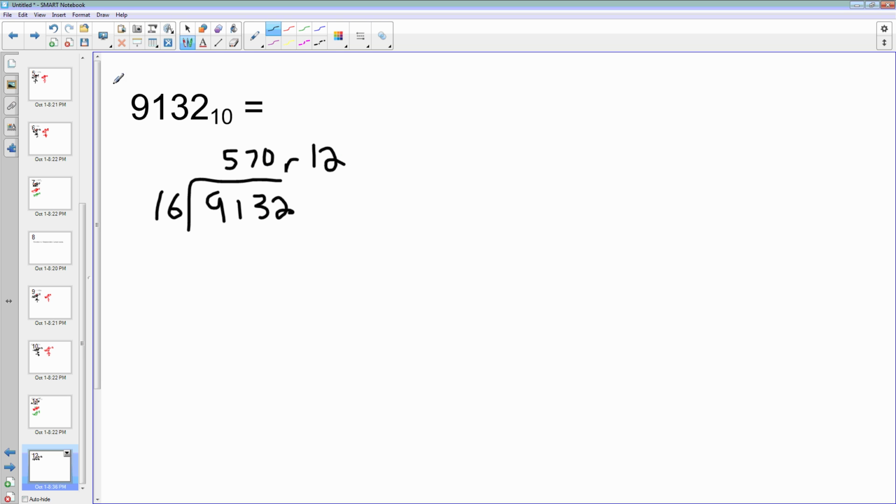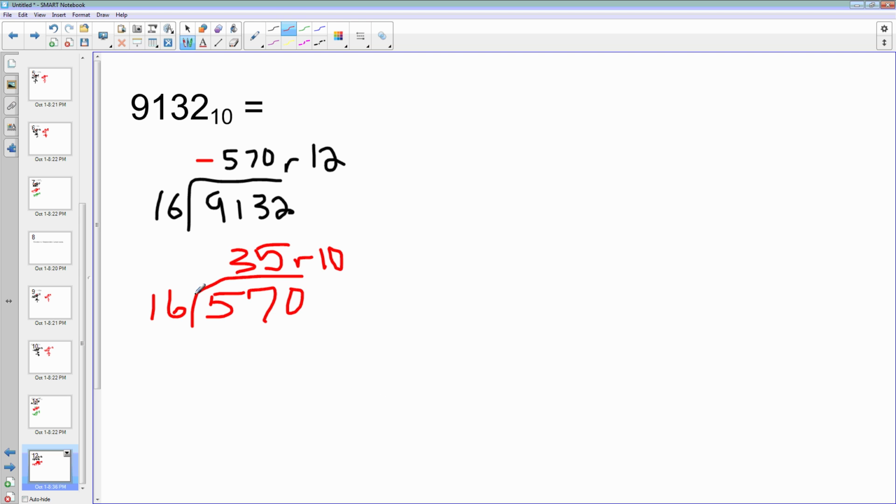Okay, so we're not done yet. I've got to take this 570 right here, and I'm going to divide it by 16. Again, same deal. We need to figure out how many times 16 goes into 570. So 16 does go into 570 35 times, with a remainder of 10.